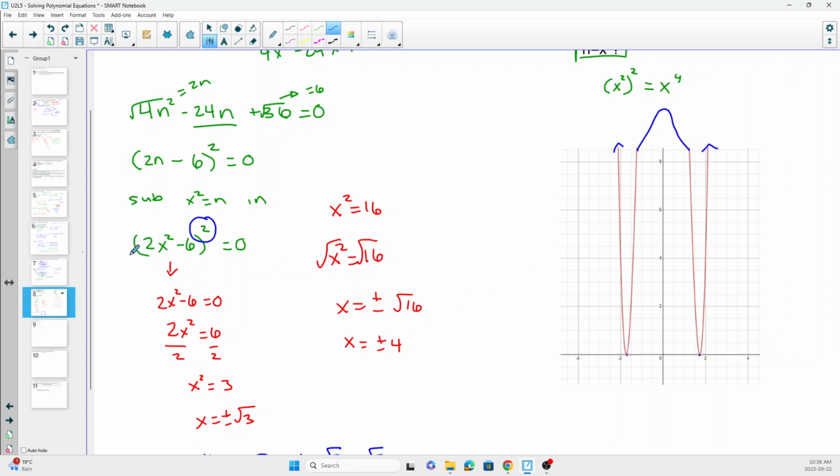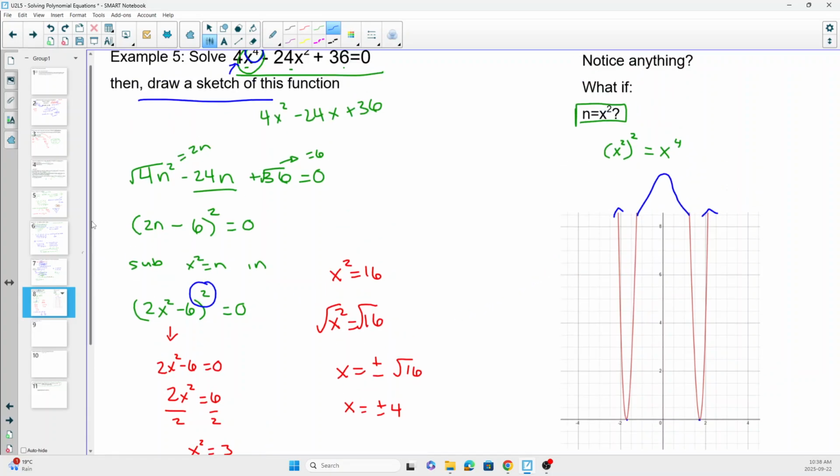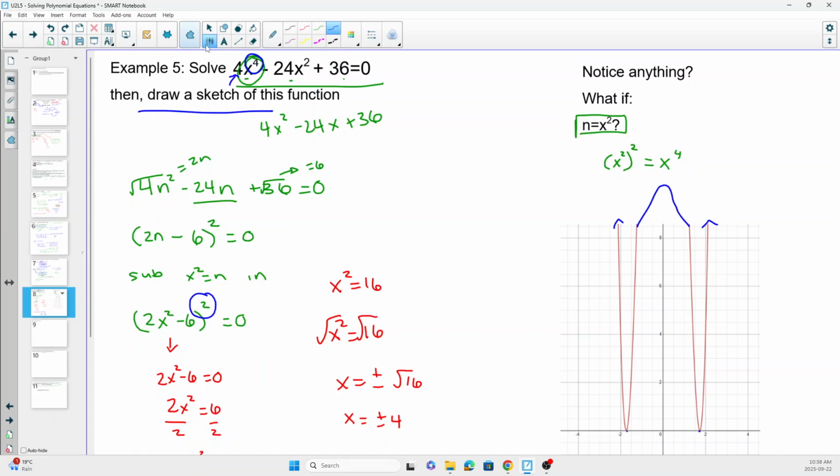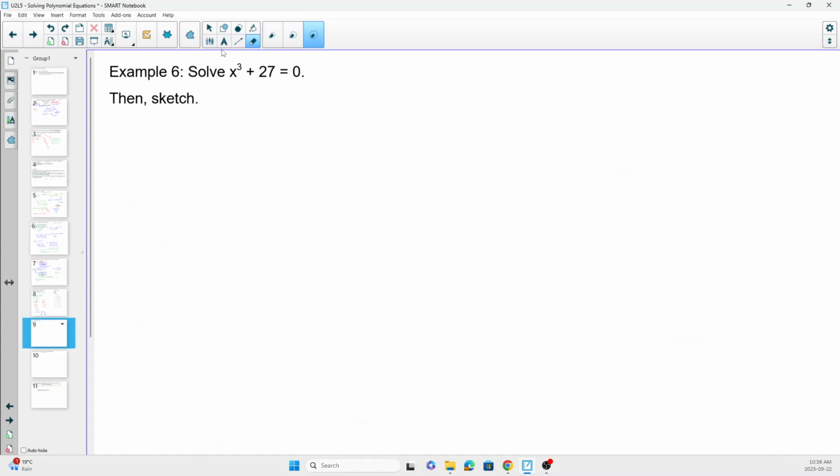Okay, so there's 2 more kind of unique examples. This idea of recognizing, like, can I make this easier on myself? Is there any substitution I can do that can turn this into a quadratic? Because I'm really good at factoring quadratics, and then I can sub back in to deal with the solution from there. All right, another unique example is if we have a sum or difference of cubes.